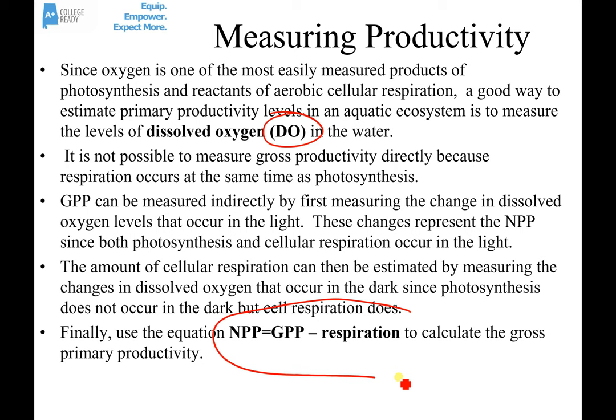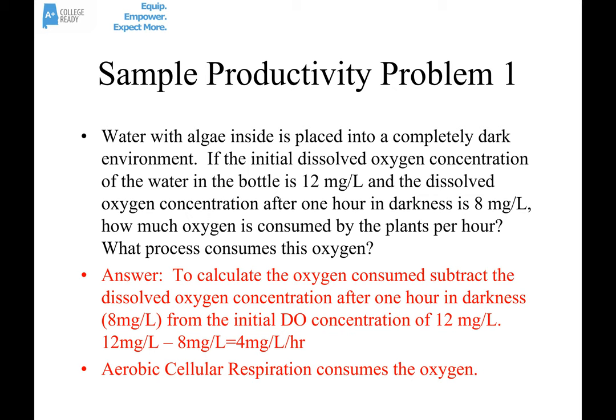Let's look at some examples. Water with algae inside is placed in a completely dark environment. If the dissolved oxygen concentration of the water in the bottle is 12 milligrams of oxygen per liter of water, and the dissolved oxygen concentration after an hour in the dark is 8 milligrams per liter, how much oxygen was consumed by the plants per hour? So we started off with 12, we ended up with 8. Oxygen was used up. 4 milligrams per liter of it was used up per hour. We simply subtracted. And the process that consumes that oxygen is aerobic cellular respiration. So we get 4 milligrams of oxygen used per liter every hour due to cell respiration.